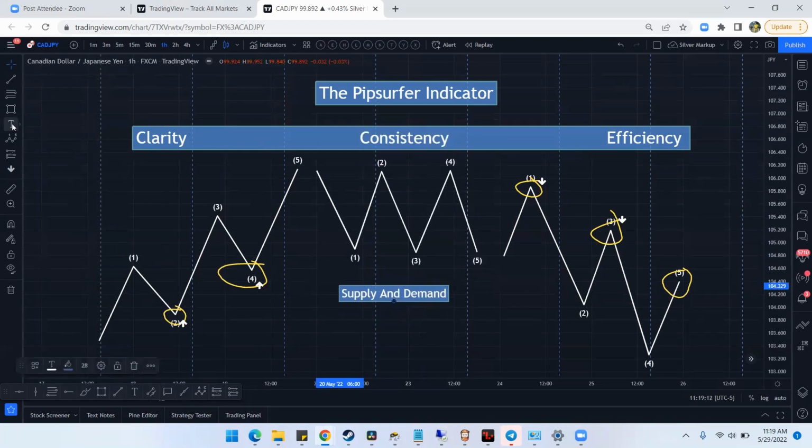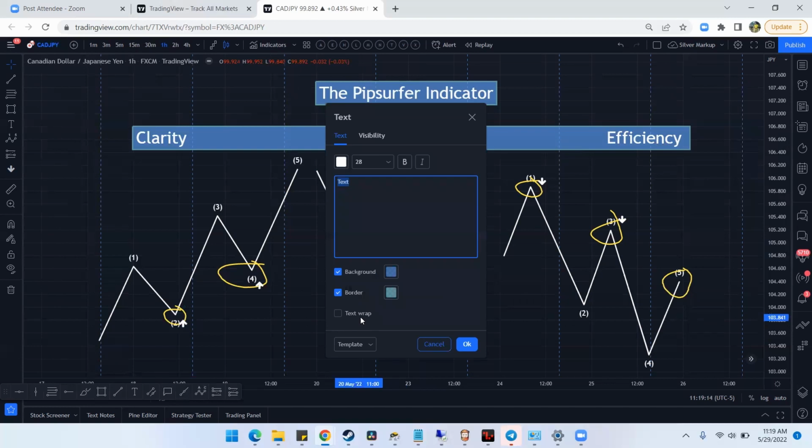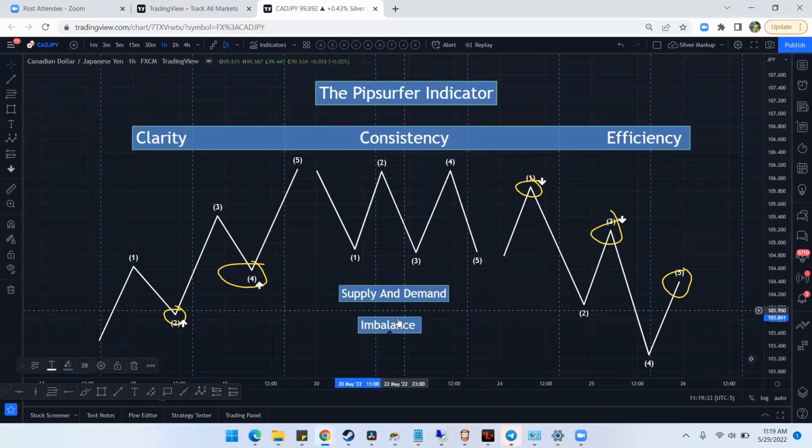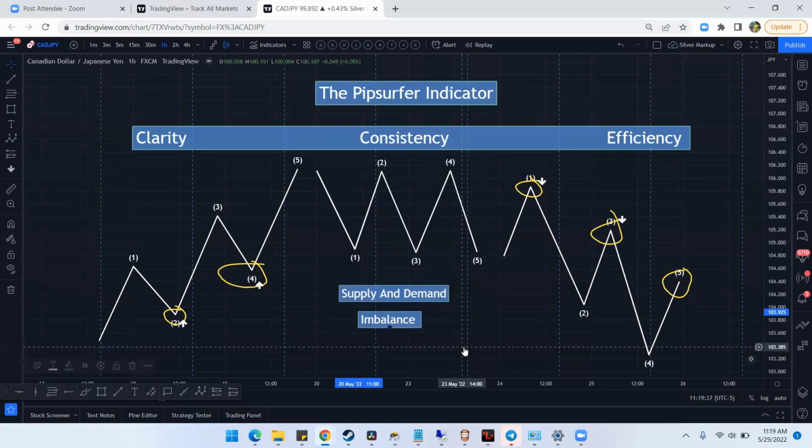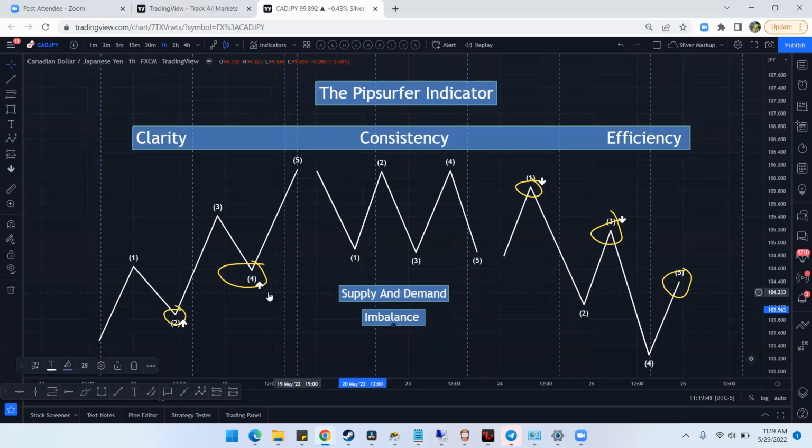And the second level of Pipsurfer, which is a high level price area, is called imbalance. Most traders, you know, there's a small percentage of people that trade. There's even a really small percentage of people that know about imbalance and are able to spot it. Even those that do know about imbalance, it is hard for them to consistently see the different imbalance levels.